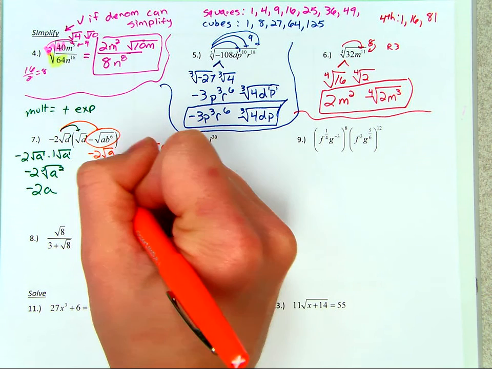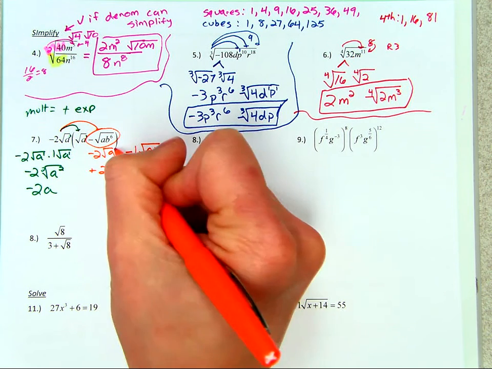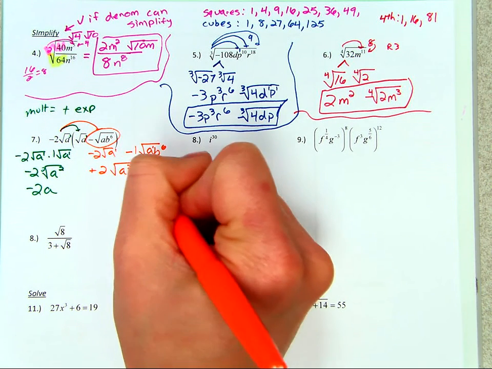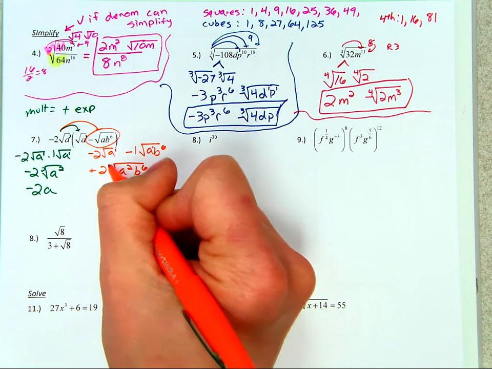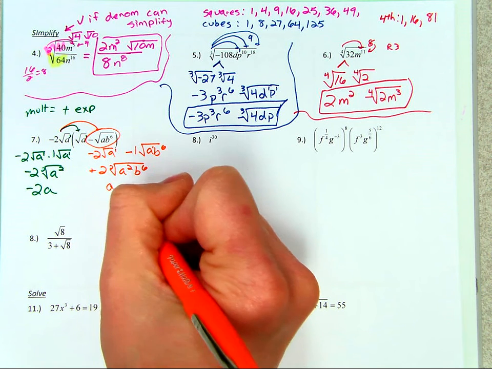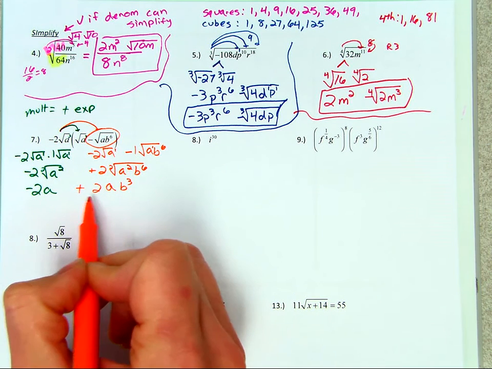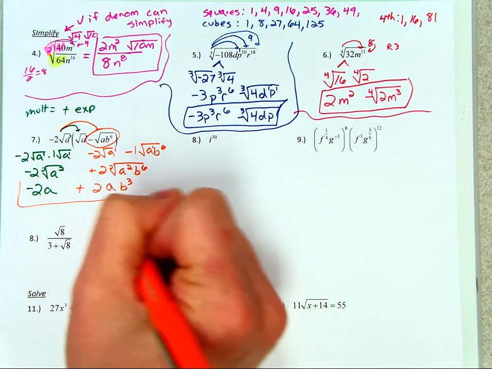So negative 2 times negative 1 would be a positive 2. Again, we add exponents. 1 plus 1 would give me a squared. There's nothing to combine the b with, so we bring it along. My index is 2 still, so 2 goes into 2 once. So we have an a, and 2 goes into 6 3 times without a remainder. So I have negative 2a plus 2a b to the 3rd, and then that's your final answer.